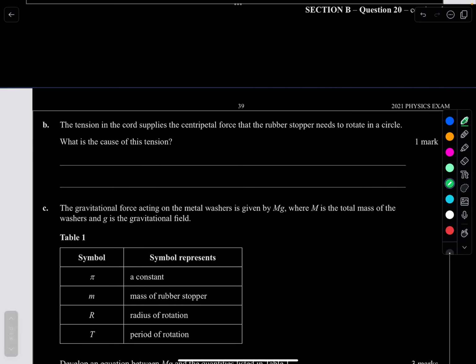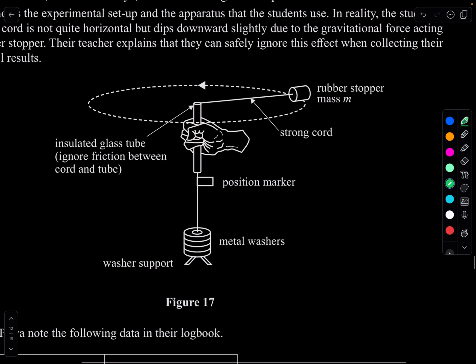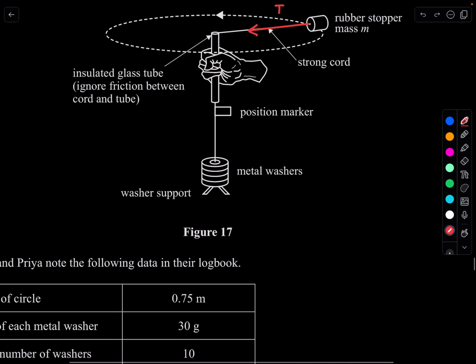The tension in the cord supplies the centripetal force that the rubber stopper needs to rotate in a circle. What is the cause of this tension? Beautiful. Let's have a look. Imagine doing this in real life. When you're rotating this and keeping a constant radius, these two are not moving. You're just rotating. Of course, you're going to have a tension here that's going towards the center. Remember, your tension force is your centripetal force, because it's towards the circle. And what's supplying this tension force is the force of gravity of the metal washers.